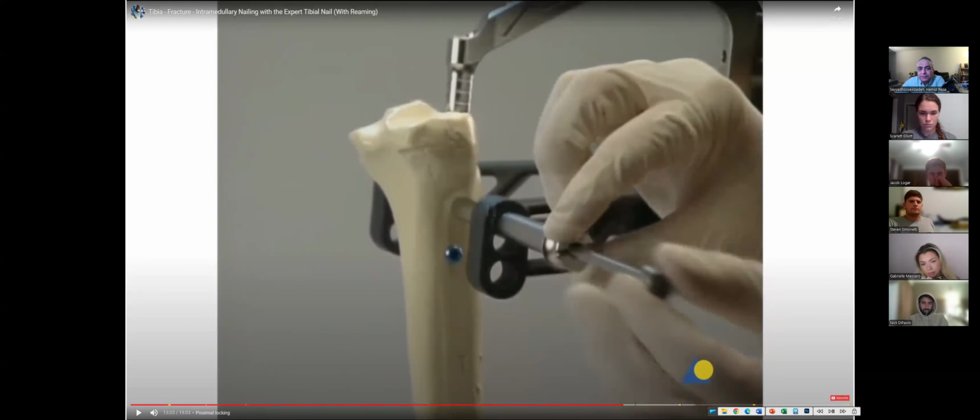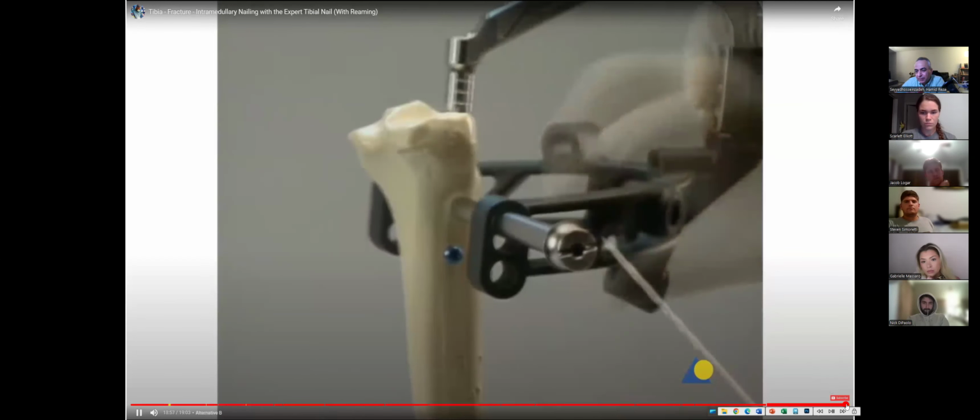You see how the nail is inserted on a saw bone and the different devices we use for inserting the screws. This is one type of the device. Let's see another one.